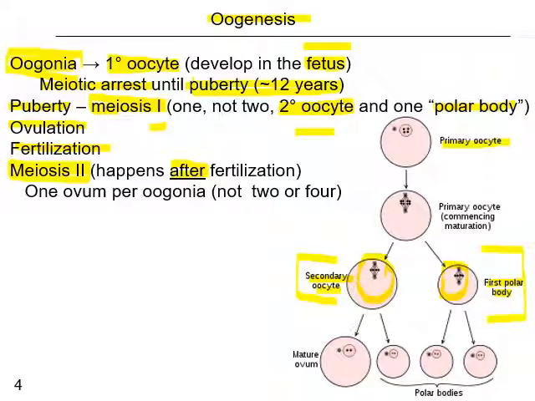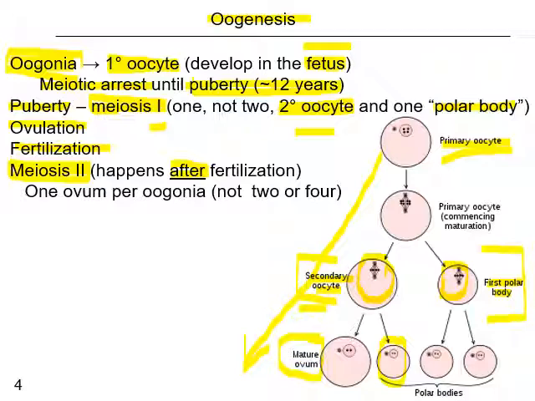If it is not fertilized, it does not happen, and the secondary oocyte would be ejected during menstrual flow. If there is meiosis 2, it develops a mature ovum, an egg, a fertilized egg, and another polar body. So one primary oocyte develops one mature ovum after fertilization, typically.